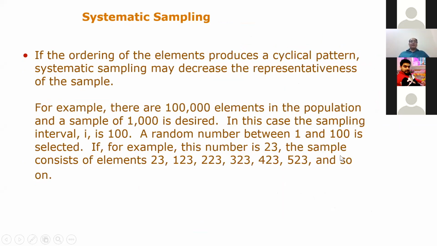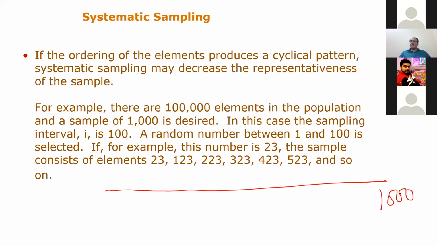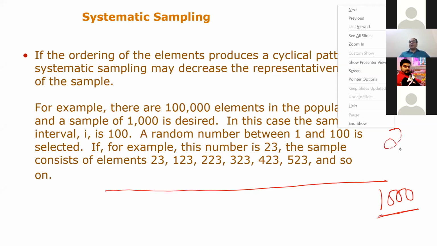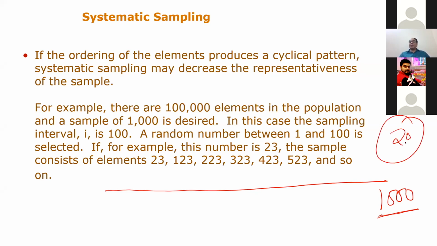Okay. And I'm giving one more example. Suppose I have a population in a university. Suppose there are 1000 professors or teachers, and I want to select only, let's say, 20 teachers from the 1000 teachers. So I will do one thing. I will divide 1000 by 20, which is equal to 50, right?